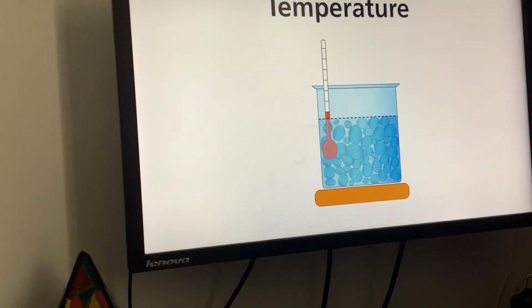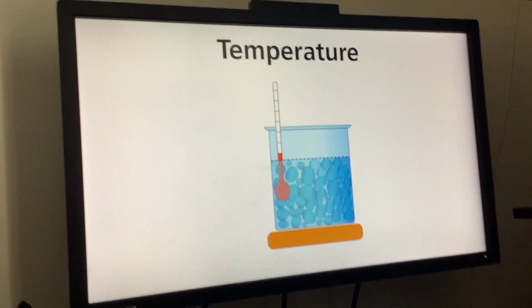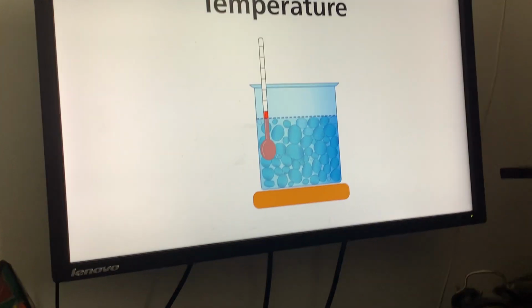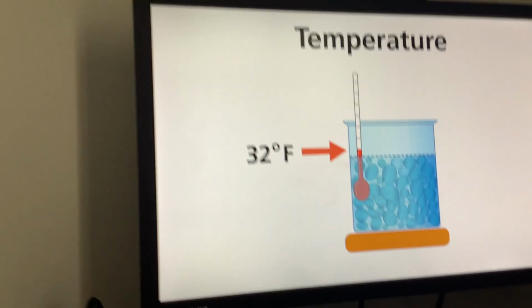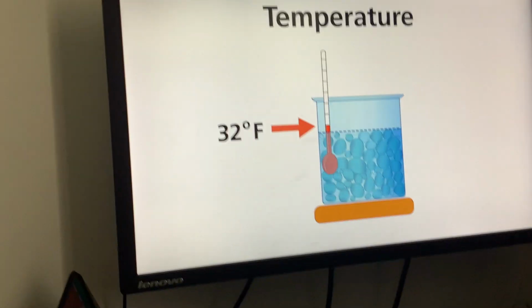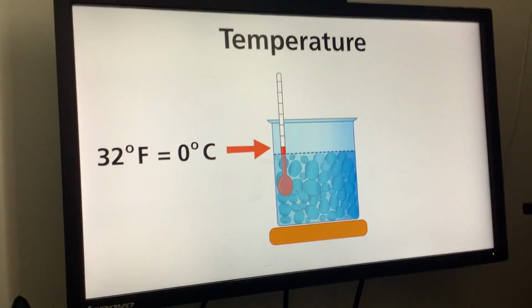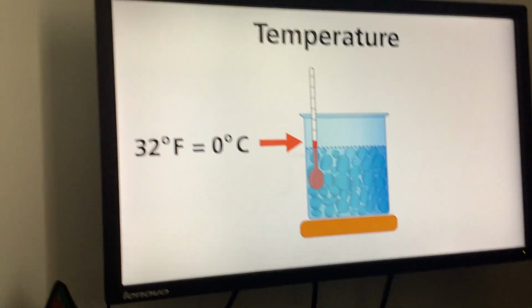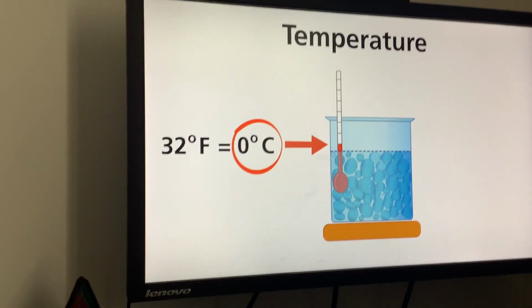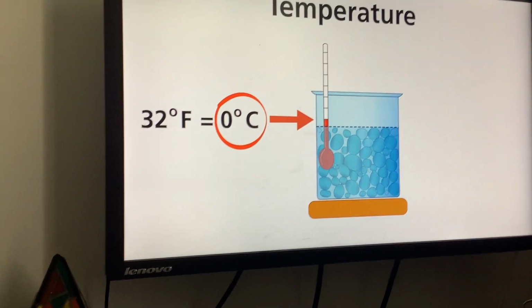Do you know the temperature at which water freezes? If you said 32 degrees, you are measuring in degrees Fahrenheit. In science, temperature is commonly measured in degrees Celsius. Water freezes at 0 degrees Celsius.